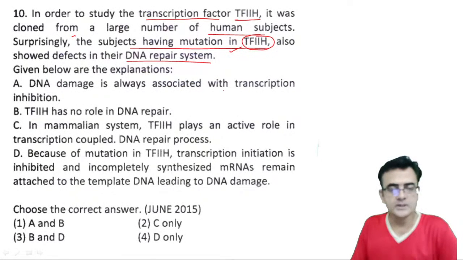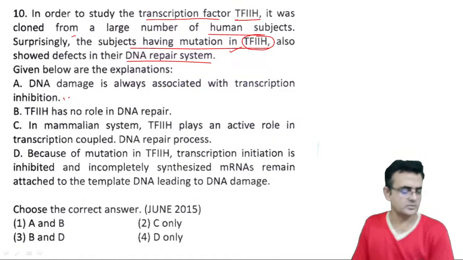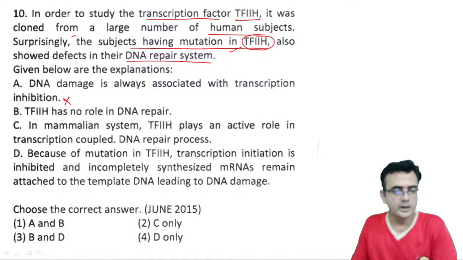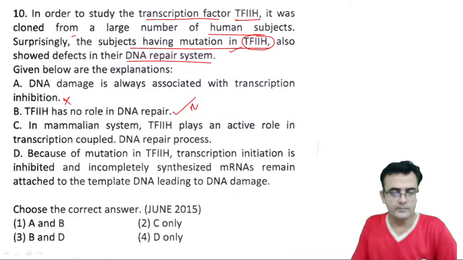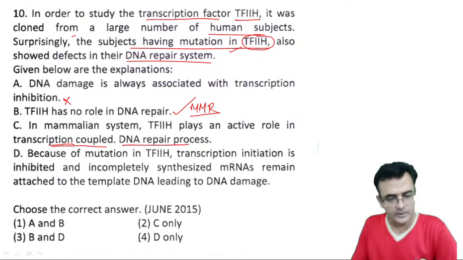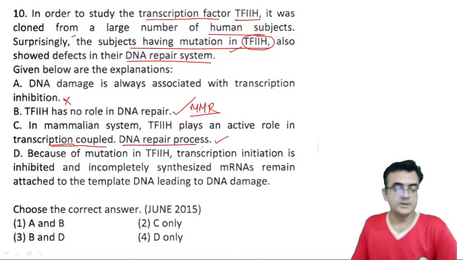Now they give some explanations. DNA damage is always associated with transcription inhibition. Not always, so it cannot be correct. TF2H has no role in DNA repair. No, they have a role in the DNA repair mechanism, in mismatch repair. In the mammalian system, TF2H plays an active role in the transcription coupled DNA repair process. This is correct actually. During transcription, if there is a mismatch, it is corrected by TF2H. This is a very important transcription factor.